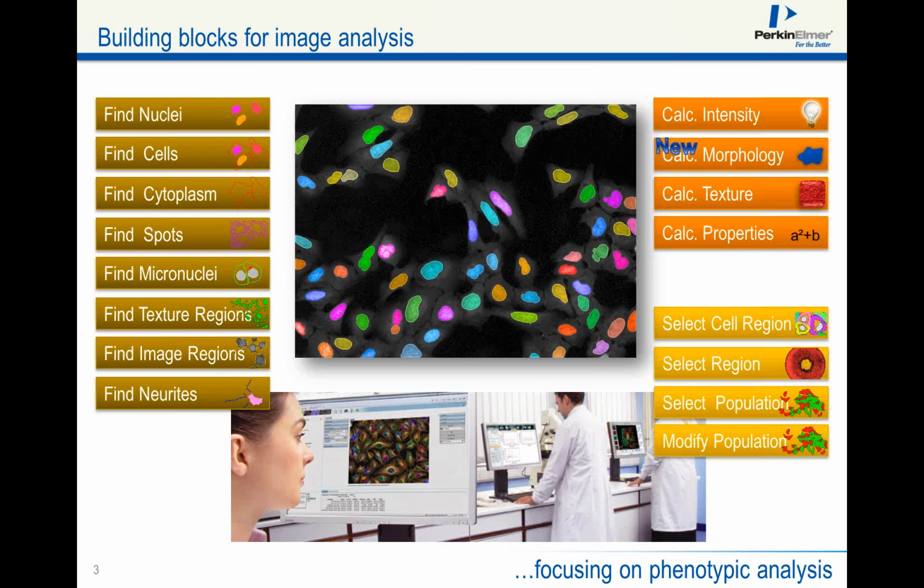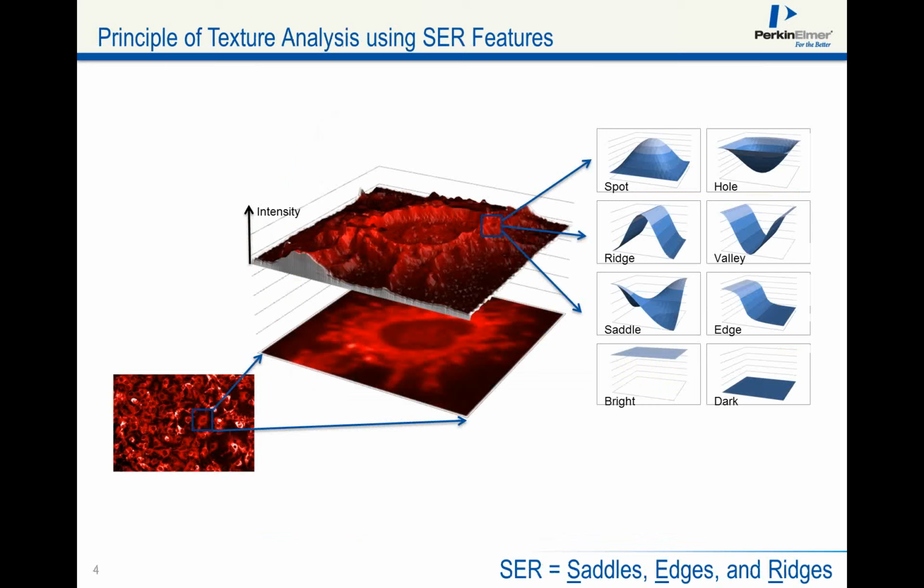To talk a little bit more about texture and morphology, this is just an example of how we're able to calculate texture. Here I'm showing you a screenshot of what we call SER features, which stands for saddles, edges, and ridges. We're able to measure these types of patterns, spot-like patterns, ridge-like patterns, saddle-like patterns, etc., on individual cells. These are intensity-independent patterns or textures that we can measure, and that gives you a really nice score that represents what's going on in the cell. And again, it's independent of intensity.